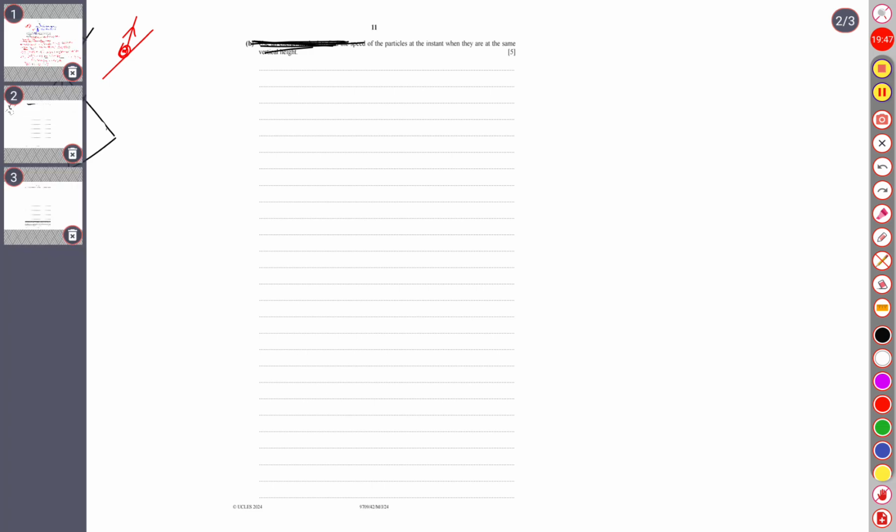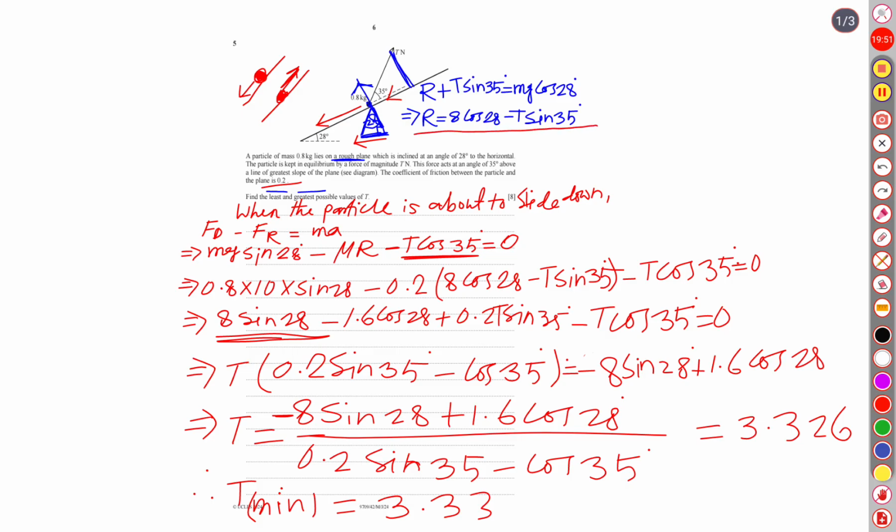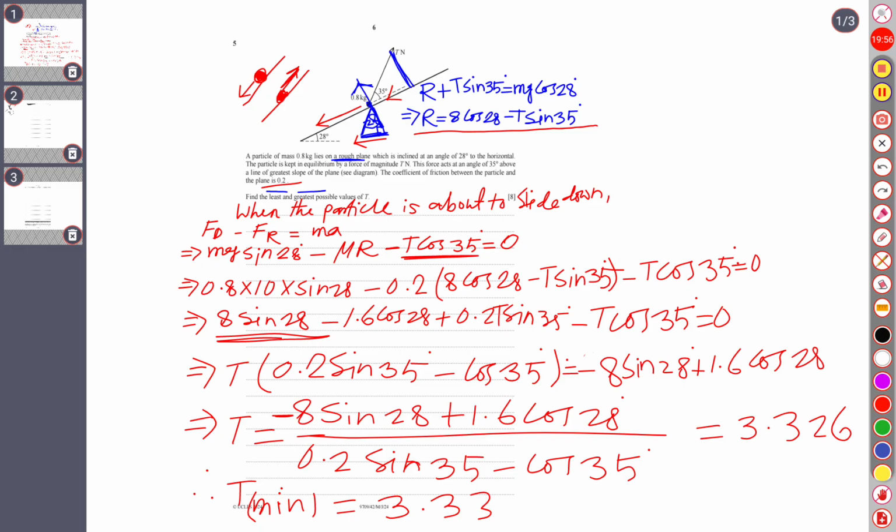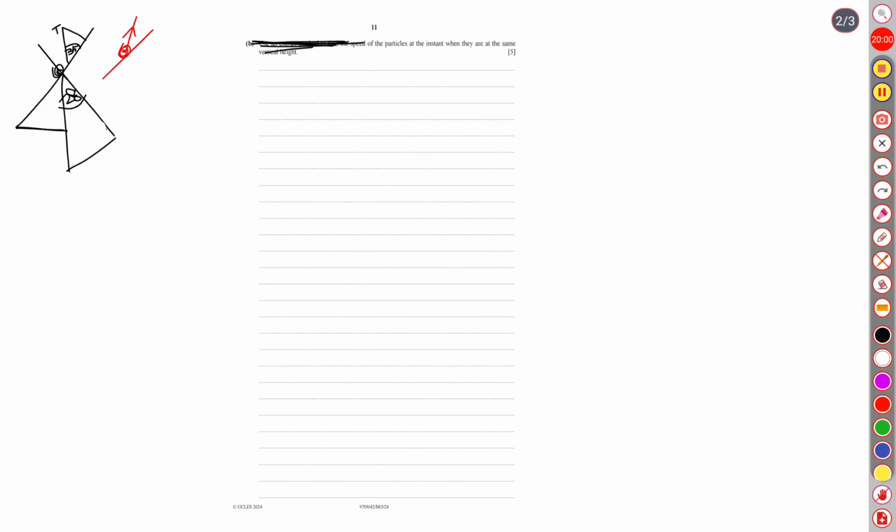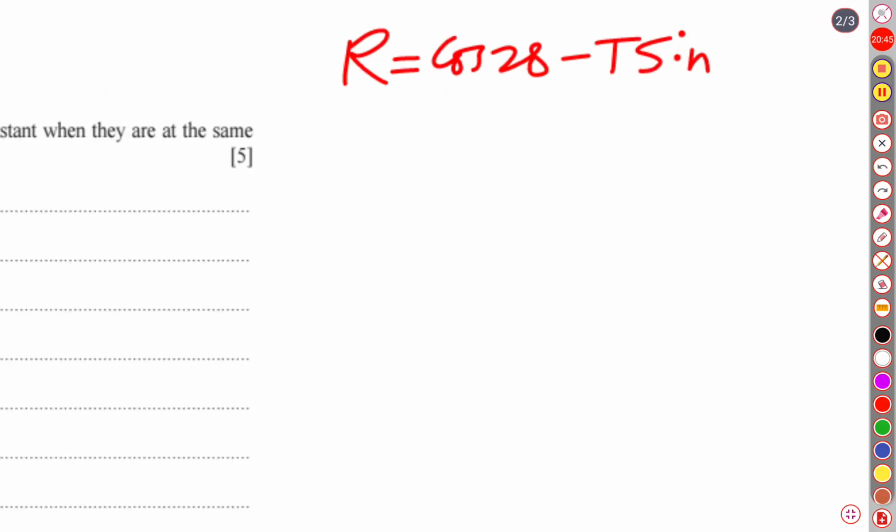And before that, we will write the normal reaction force. This is our normal reaction force, which is R equal to 8 cos 28 minus T sin 35 degree. Well, this is our normal reaction force.